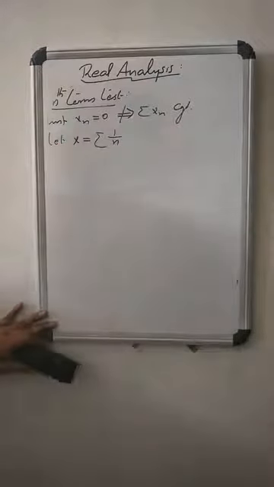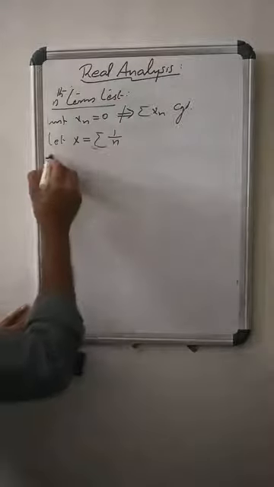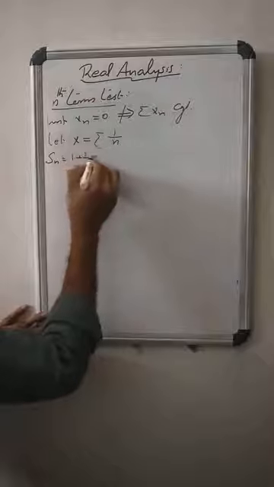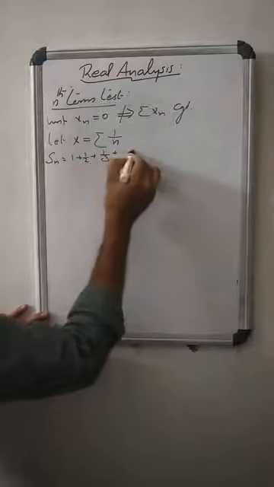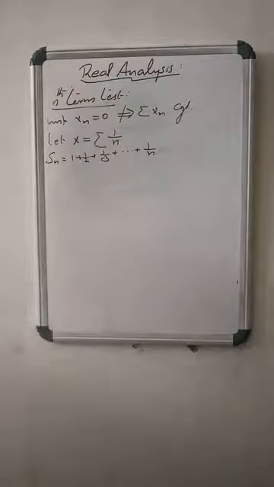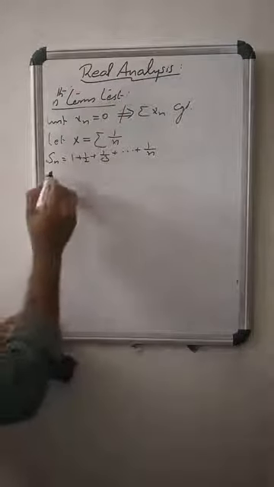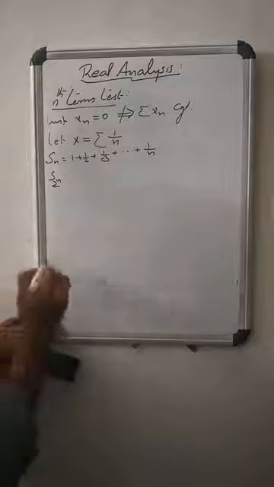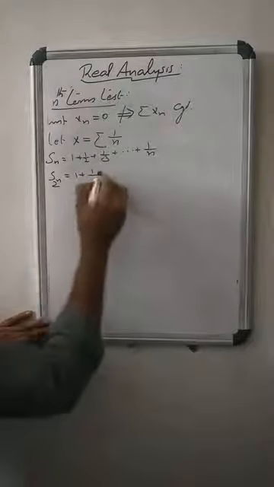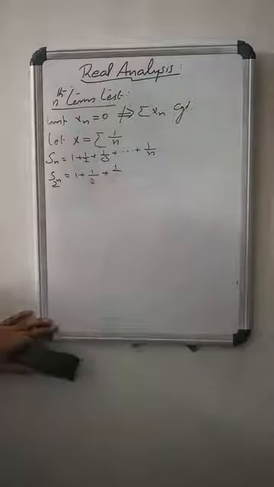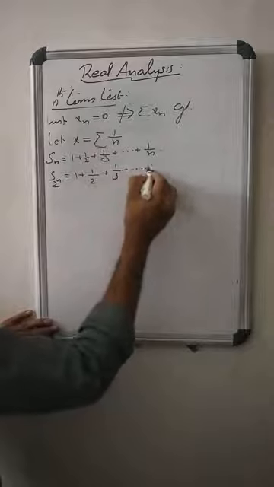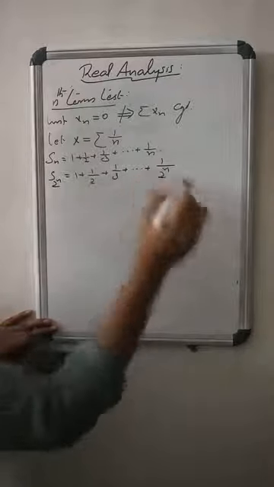Okay. Consider the series sigma 1 by n. Its nth partial sum, Sn, is 1 plus 1 by 2 plus 1 by 3 plus etc. plus 1 by n. What is S2 power n? S2 power n is 1 plus 1 by 2 plus 1 by 3 plus etc. plus 1 by 2 power n.